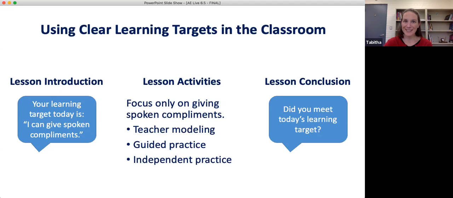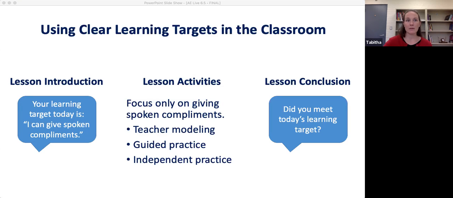So in her original lesson, when she asked, do you understand? Students might not have even known what they were supposed to be learning. But by mentioning clear learning targets in the lesson introduction and conclusion, she can focus students' attention and increase their awareness of their own progress. This way, students know what's important about the lesson.